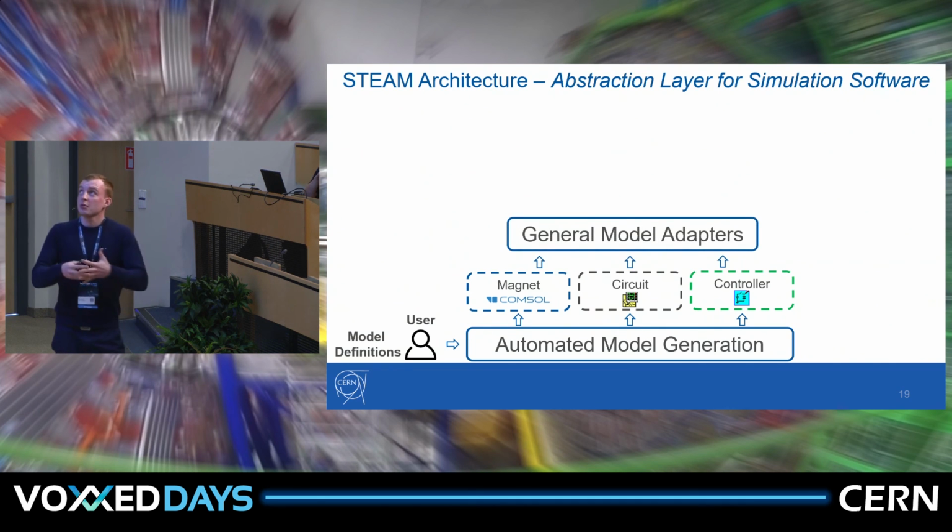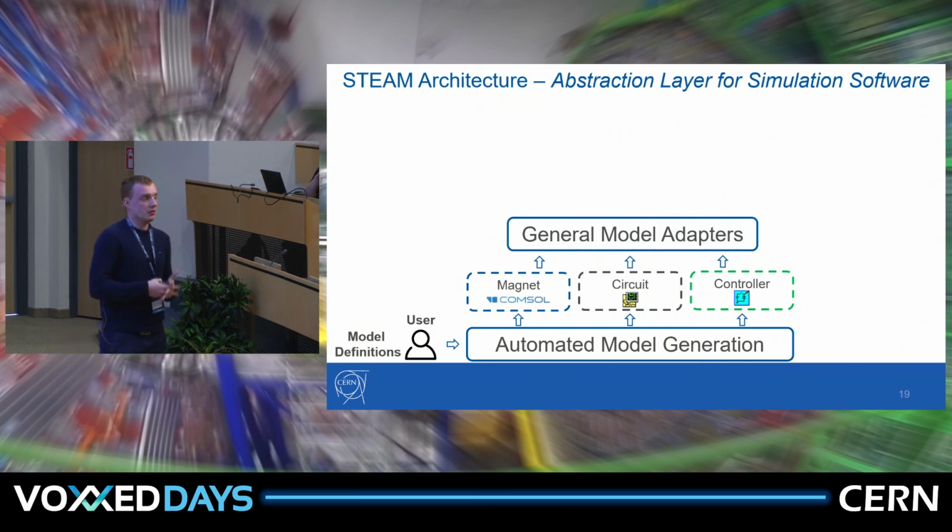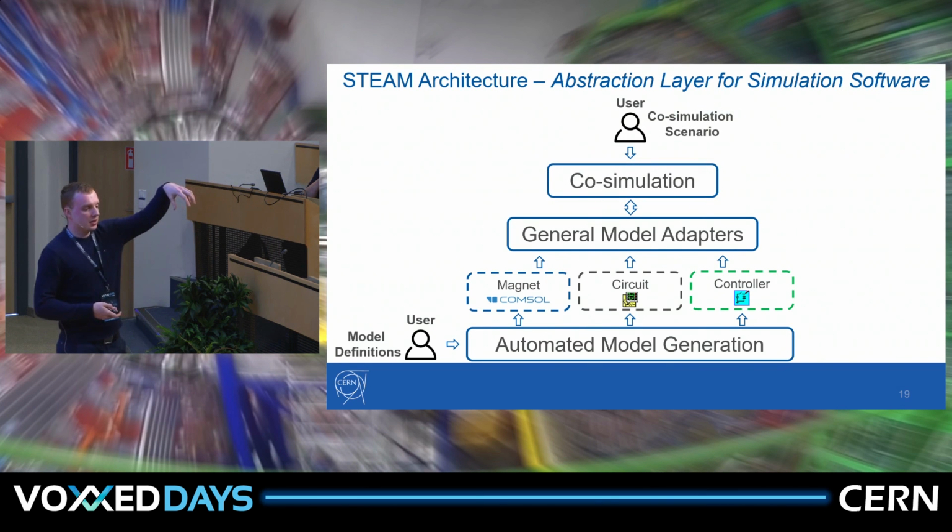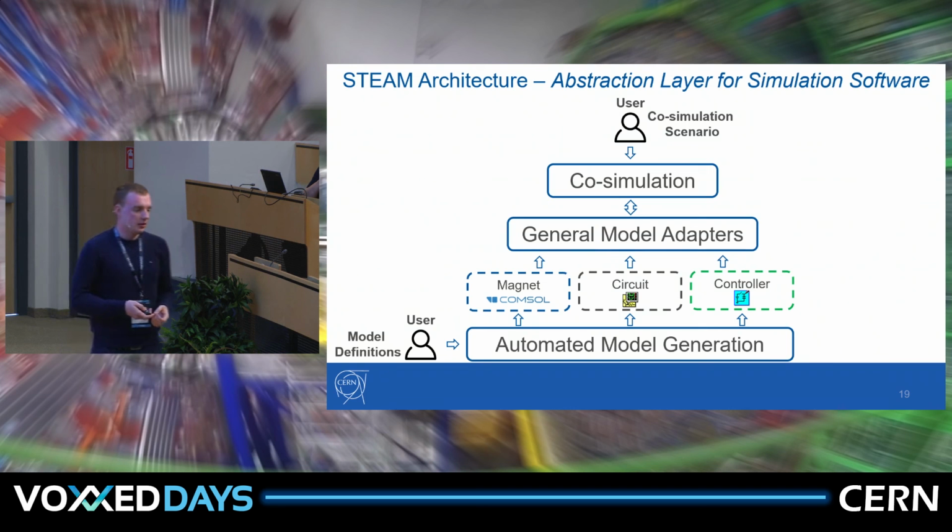Then we have general model adapters that treat models in general terms, so we can run these models, get output, set input, and so on. And finally, on the top, there is also the expertise of the user. He defines the co-simulation scenario, he knows what models to bring together. And we think that's a sustainable solution. Of course, this architecture is supposed to be refactored on the way, but we believe it is a good image.